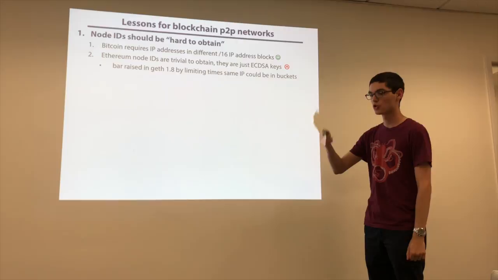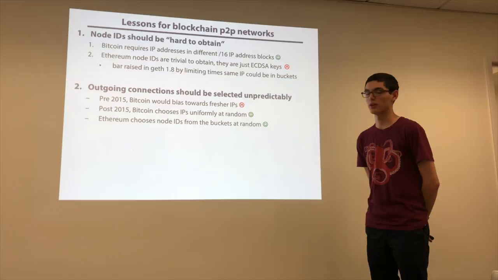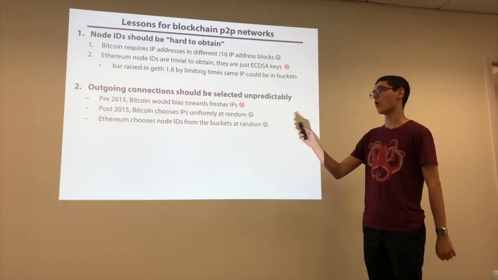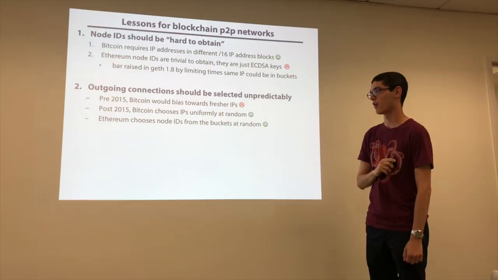Second lesson, outgoing connections should be selected unpredictably. Ethan talked about this two weeks ago, but pre-2015, which is when he did his Eclipse attack, Bitcoin would actually be biased towards fresher IPs, and now they choose IPs uniformly at random. Even before I did the research, Ethereum always chose node IDs from the buckets at random. Of course, if you control the buckets with all attackers, it doesn't really matter if it's at random. But it's a good philosophy to follow when building a peer-to-peer network.